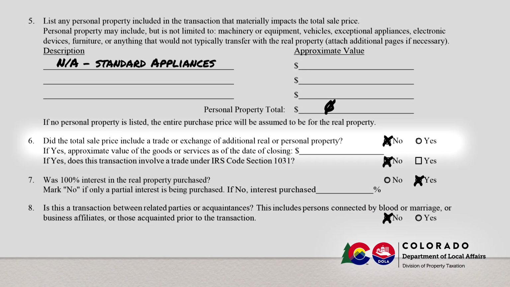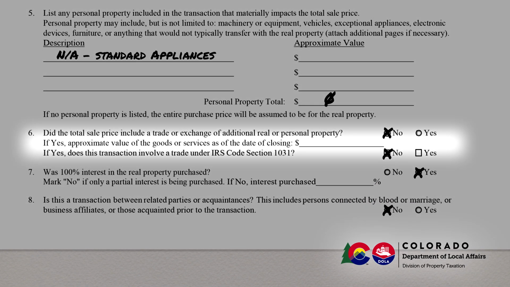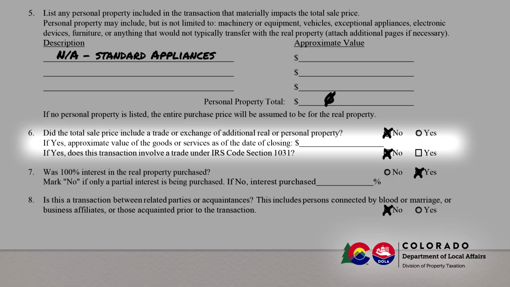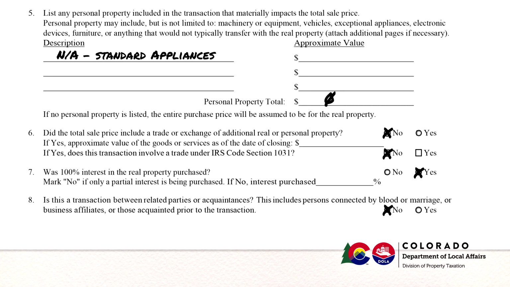Item 6 asks about trades and exchanges. In the case where a transaction involves trades of any additional items or property, the assessor will either adjust the sale amount or disqualify the sale altogether. Property trades that qualify for an IRS 1031 exchange do not always result in a disqualified sale. If the 1031 exchange represents an open market, arm's length transaction, the assessor will use the sale in their sales analyses and valuation modeling. It is helpful for the appraiser to know the existence of a 1031 exchange in case any additional follow-up is required.